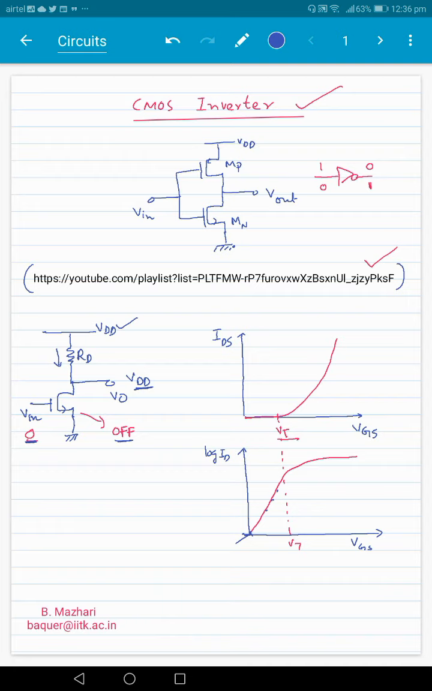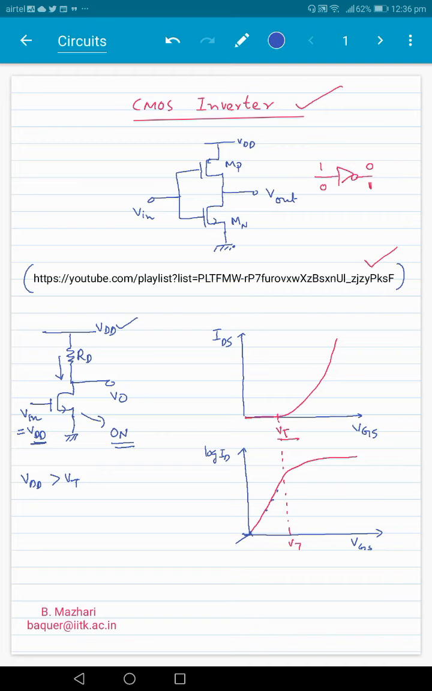Let's look at the second part, the other case, where we apply a high voltage. The highest voltage that we'll apply is VDD, and this VDD is of course larger than the threshold voltage. So the transistor is in the on state, and a current obviously flows.